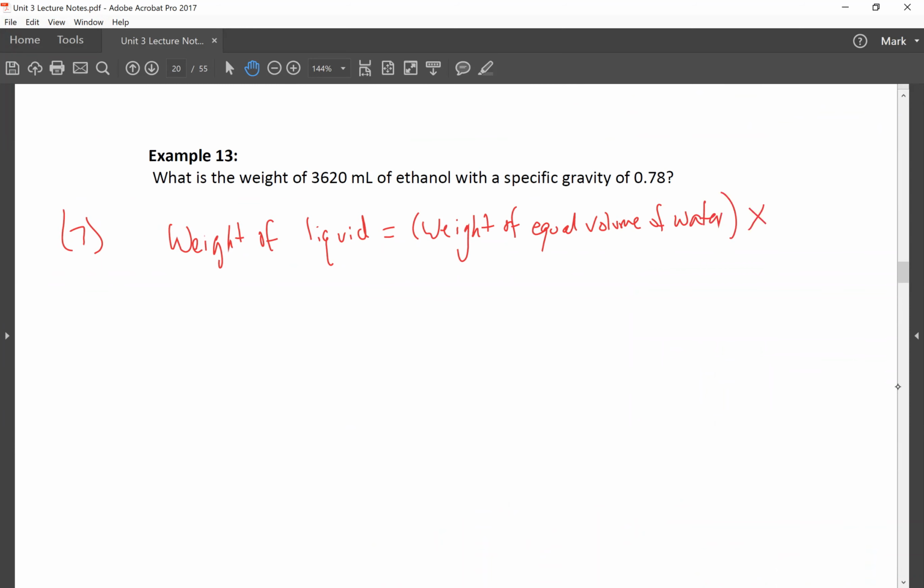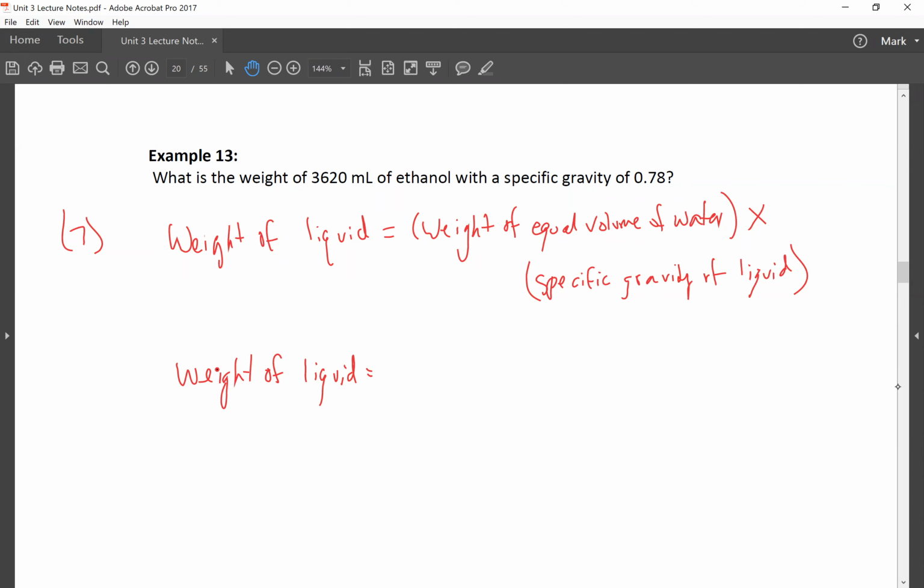Okay, so the weight of the liquid is the weight of the equal volume of water, that's very easy to do, times, I ran out of room, but this is times the specific gravity of the liquid. Okay, easy. So I'm doing the easy ones. I'm going to give you guys a harder one in a minute. So the weight of my liquid will be the weight of the equal volume of water.